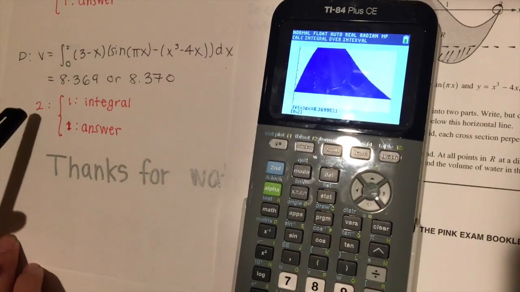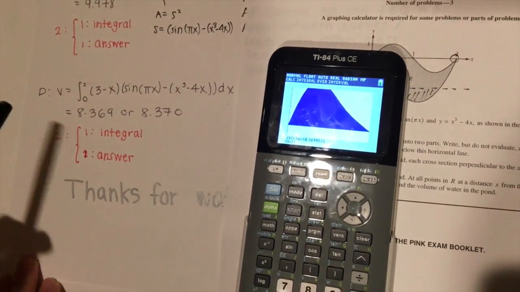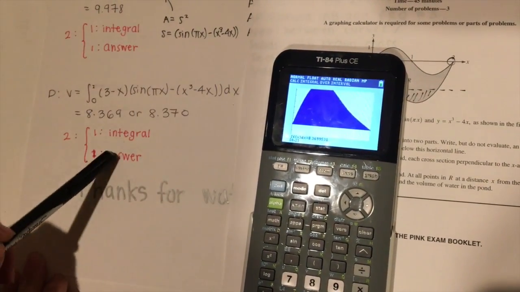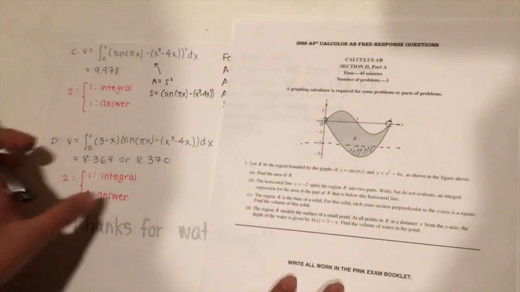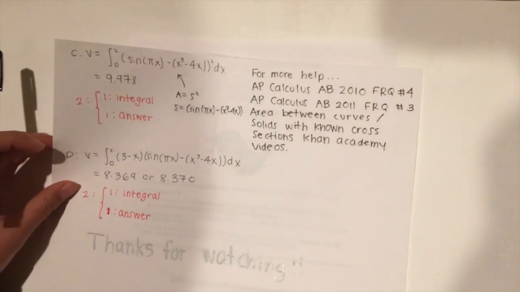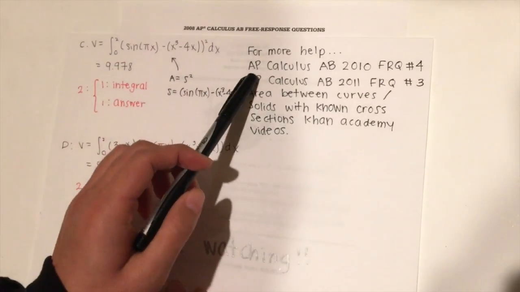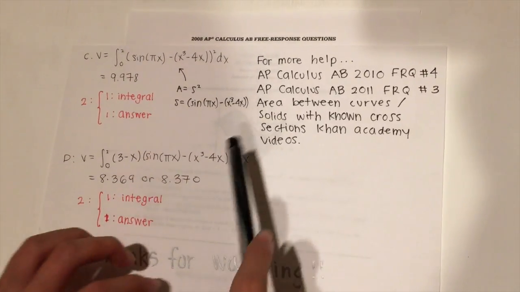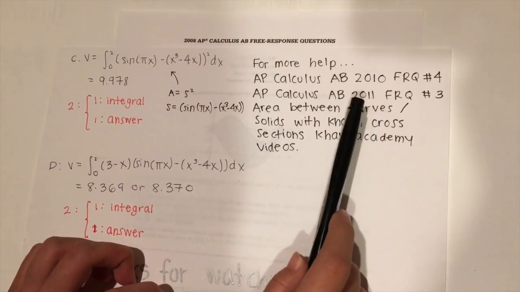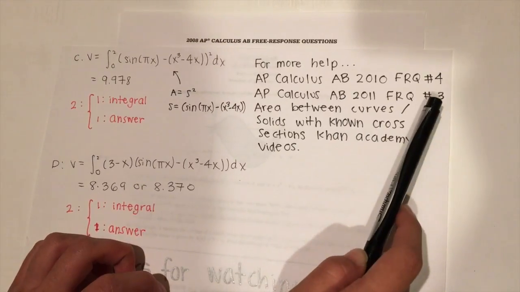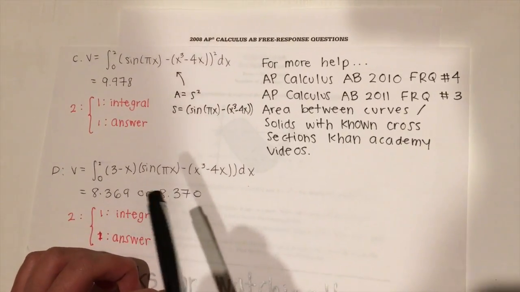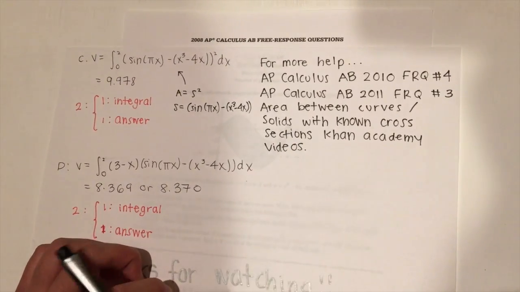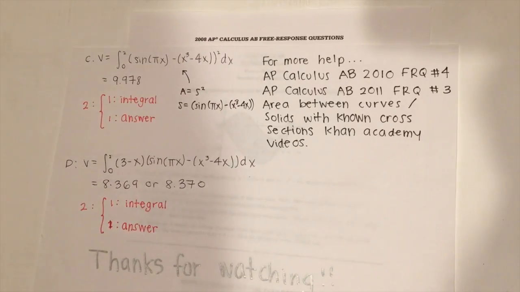And so in order to get the 2 points that are possible for this part of the problem, you have to have both the integral, so this entire thing, and the answer. So for some additional help on similar problems, you can go to the AP Calculus AB 2010 exam FRQ, and specifically number 4, and then you can also go to the 2011 FRQ and go to number 3, or to help on the concepts in general, you can go to area between curves and solids with known cross sections, Khan Academy videos, which are extremely helpful.